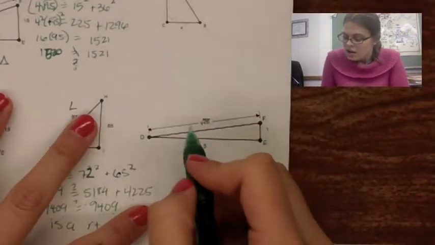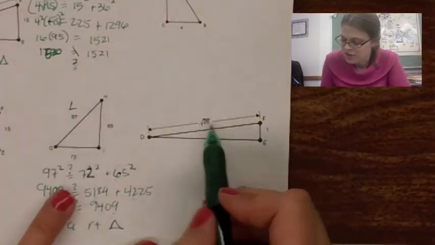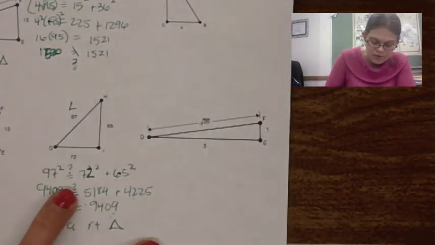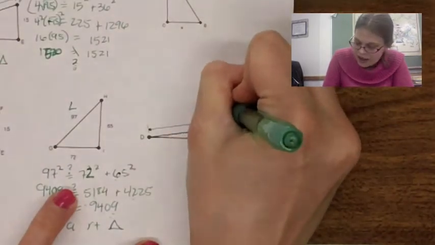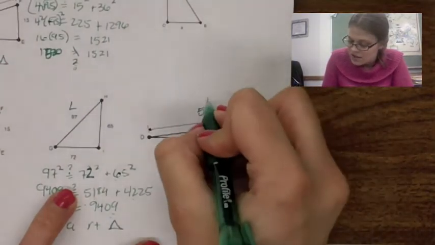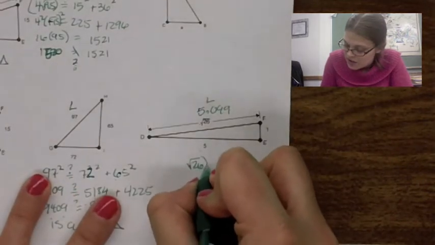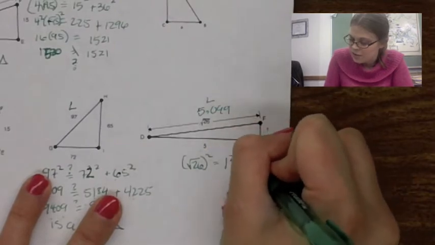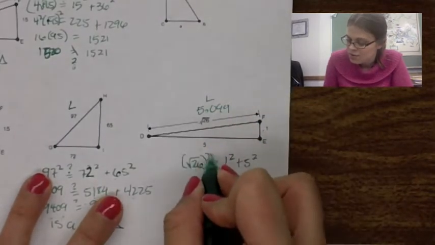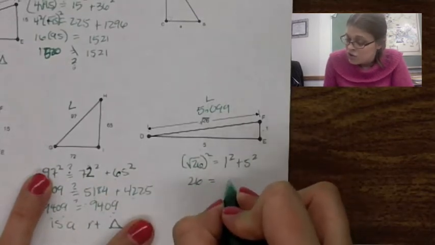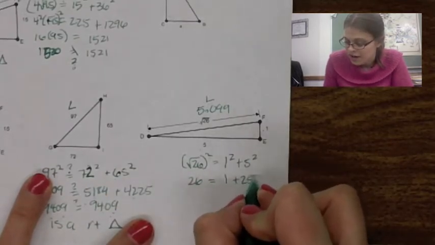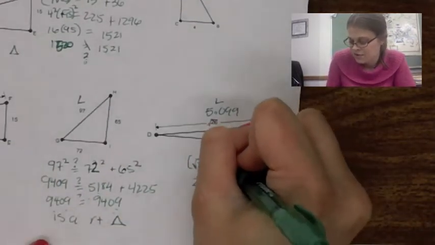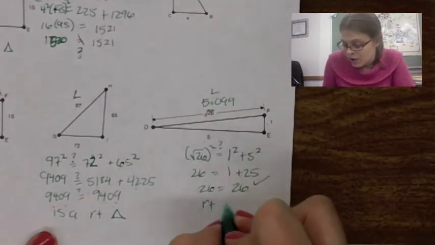Okay. The next one I'm going to look at, root 26, I want to know what that is as a decimal. So it's 5.099. So this one is our longest side. So I'm going to set root 26 squared equal to this side squared plus that side squared, so 1 squared plus 5 squared. Root 26 squared, the square root and the squared undo each other. 1 squared is 1 plus 5 squared is 25, so I get 26 equals 26. So that is correct. So this is also a right triangle.